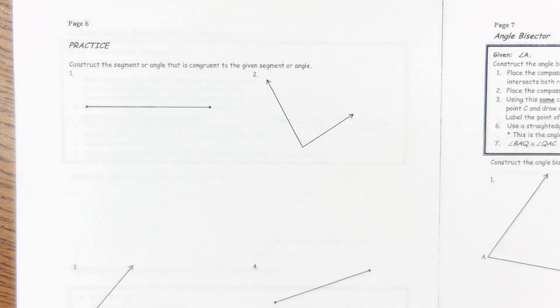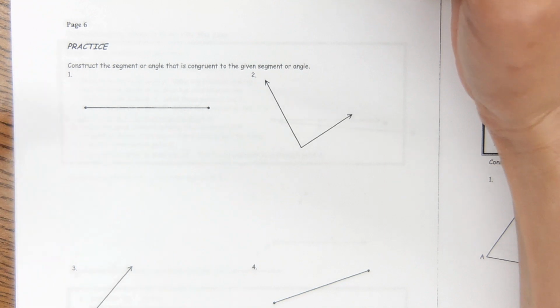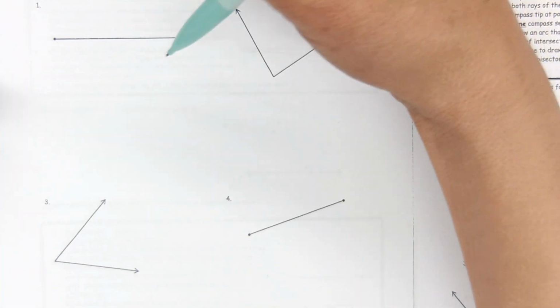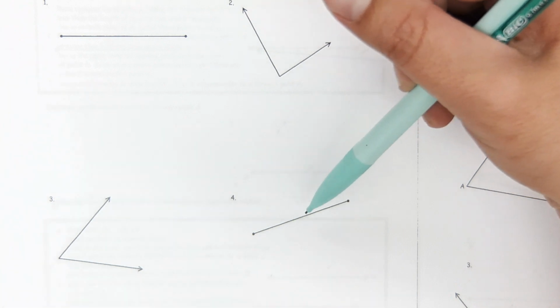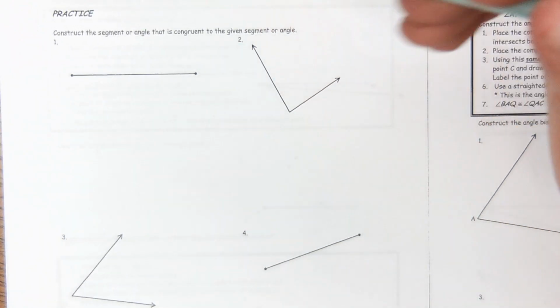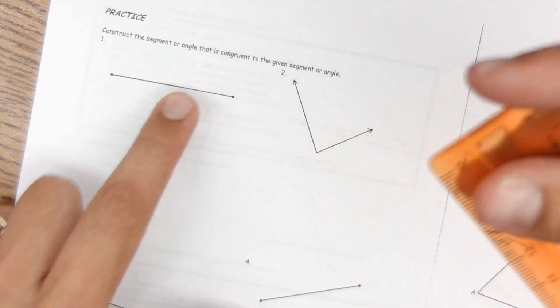The last page that we're doing today: construct the segment or angle that is congruent to a given segment or angle. So we're just reviewing what we did on the first 2 pages. For 1 and 4, we're going to make congruent segments, and for 2 and 3, congruent angles. So, reviewing the steps for a congruent segment.